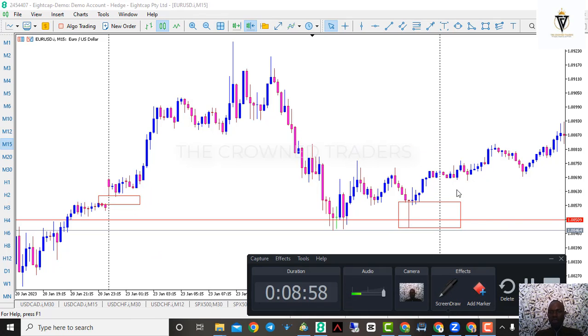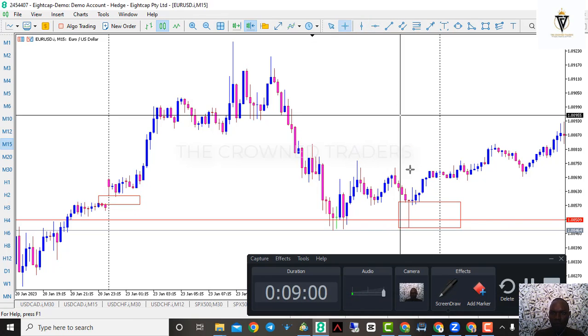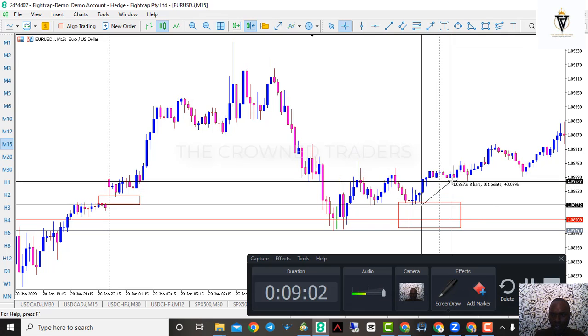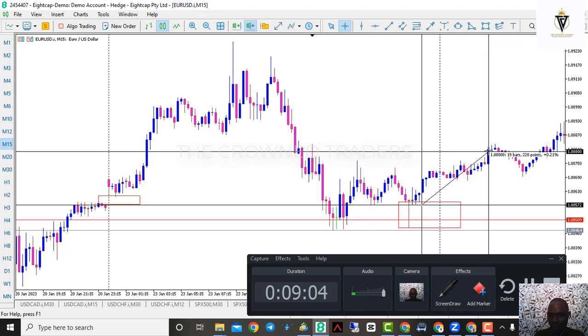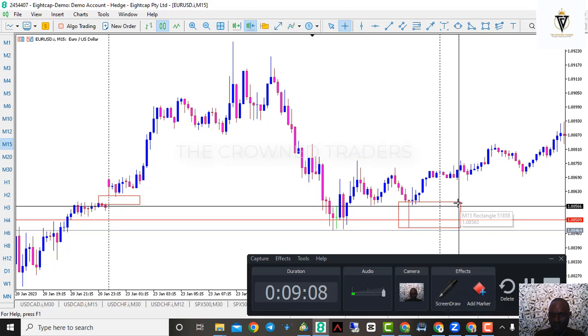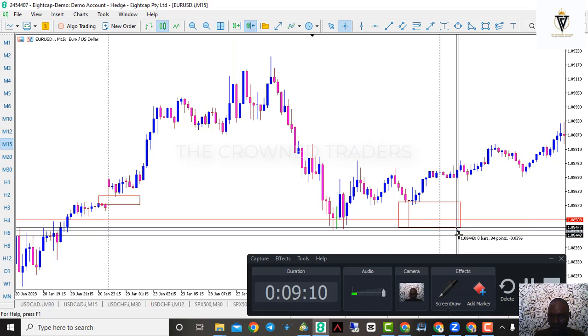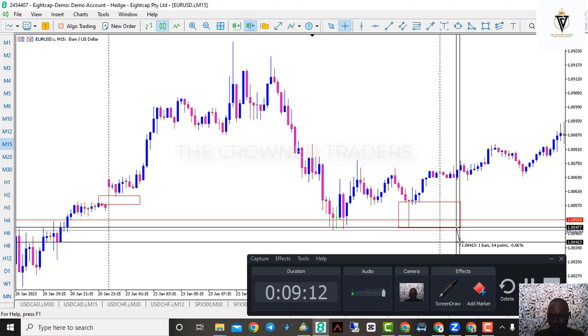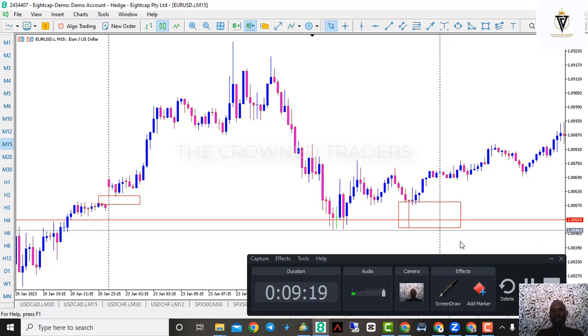Alright, so that's it. So our entry is the next candle immediately after our rejections, and we take our 20 pips. There we go, 20 pips taken, and our stop loss is just below the wick, 6 pips here. That's our stop loss, and we are done. 6 pips is somewhere here, 60 points, and we are done.